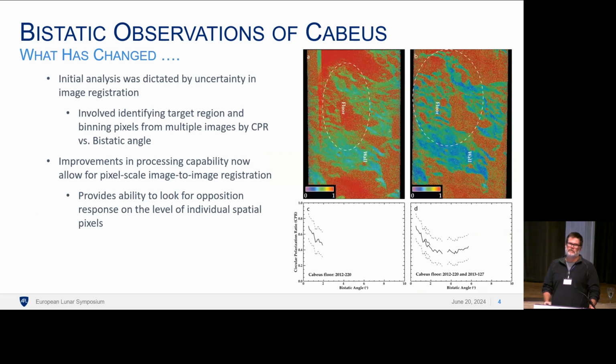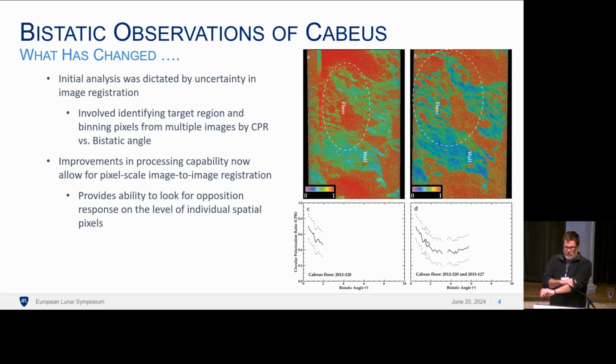So why are we revisiting these data? What has changed in the time since we initially acquired and published these results? In order to answer that, I have to go back a little bit and describe how these data were collected and analyzed. Not collected. I already told you how they were collected, but how were they analyzed?